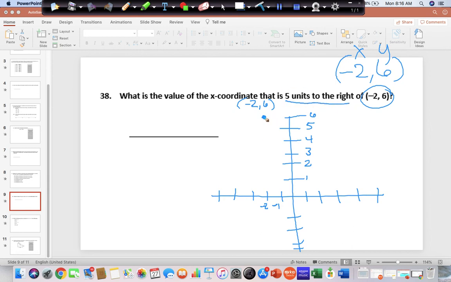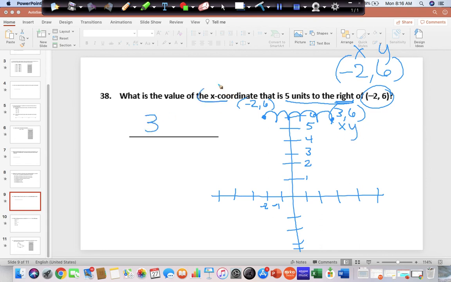Okay, so we are moving 5 units to the right. So we are starting at -2. That goes to -1, 0, 1, 2, and 3. So I moved 1, 2, 3, 4, 5 times. So now we are at +3, positive 6. It did not change when we just moved to the right. It did not change your y value. It only changed your x value. So your x value is now 3.